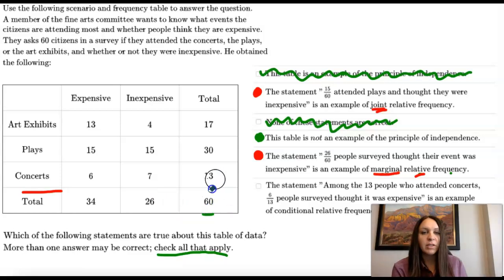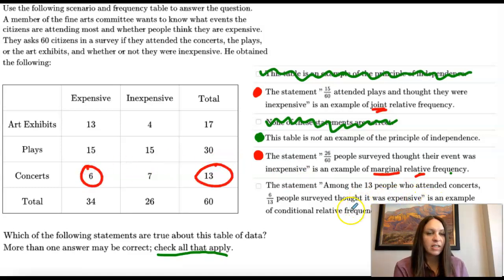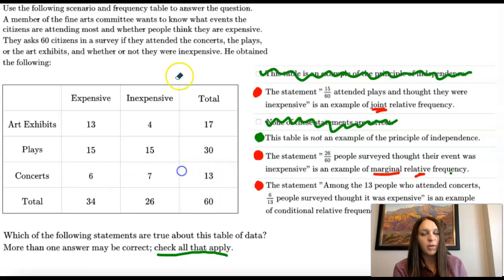And then our last one is the statement "among 13 people who attended concerts, 6 out of 13." So we're looking here, 6 out of 13 is an example of conditional. And this is what we did on the last question. It's conditional if we're looking at a row or column total. That's true. It's joint if we're looking at the total in the bottom corner. So this is stuff you might want to write down. You might want to go over your notes and get some example problems because it's a lot of vocabulary.